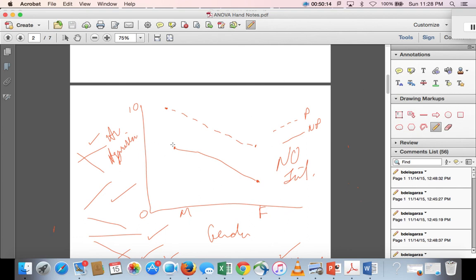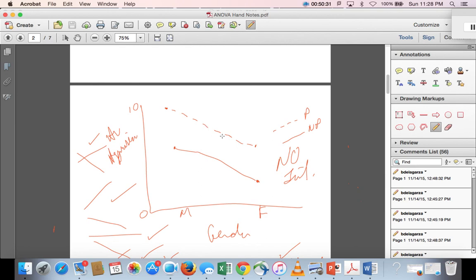So what we want to do first is look at the first simple effect. We want to compare men and women who are provoked. So I want to find the line that compares male scores and female scores for people who were provoked.